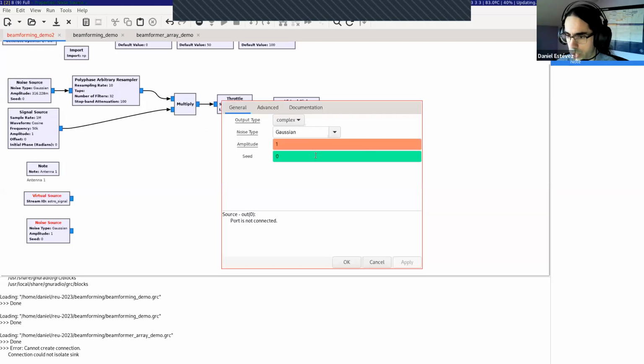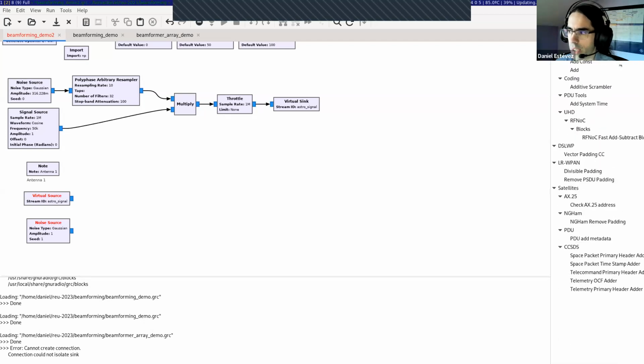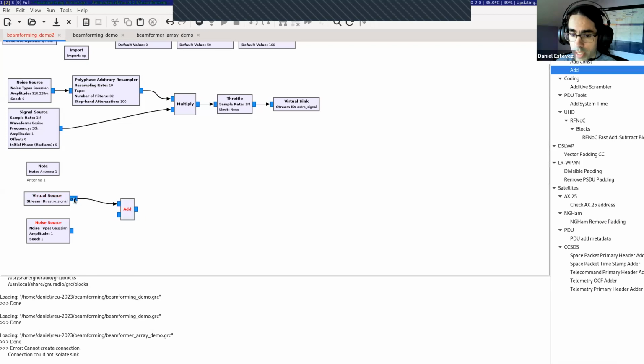So what did I do? Okay. In this way, the noise source which corresponds to the signal has a different seed from the receiver electronics on antenna 1. And then what happens in antenna 1 is that whatever signal or signals come from the sky get added to the receiver noise floor.